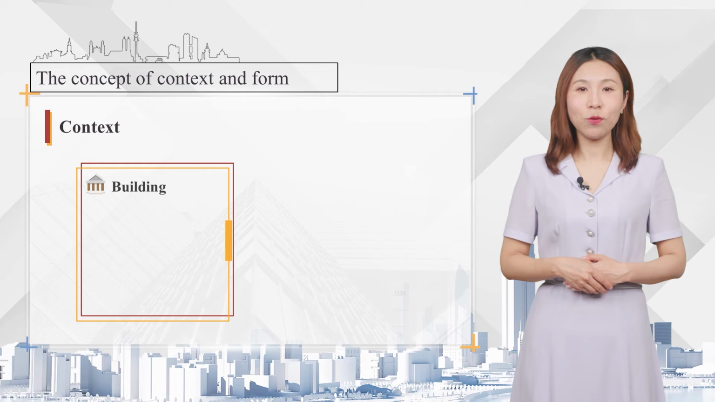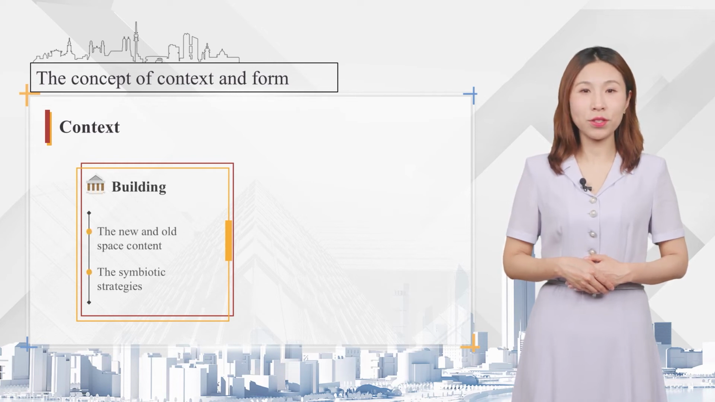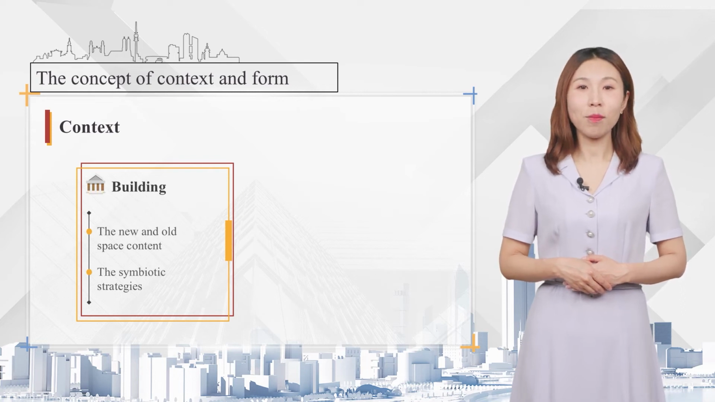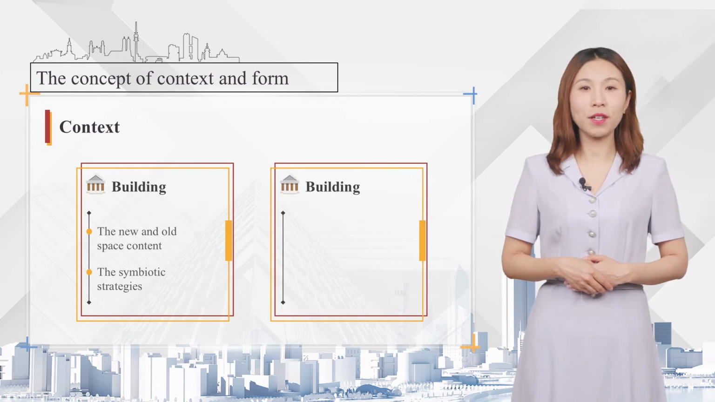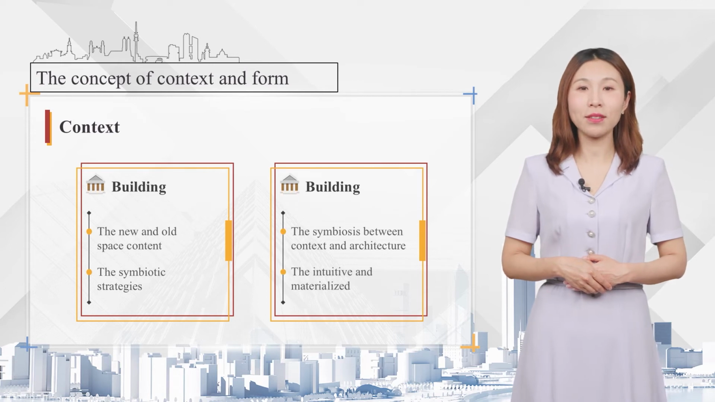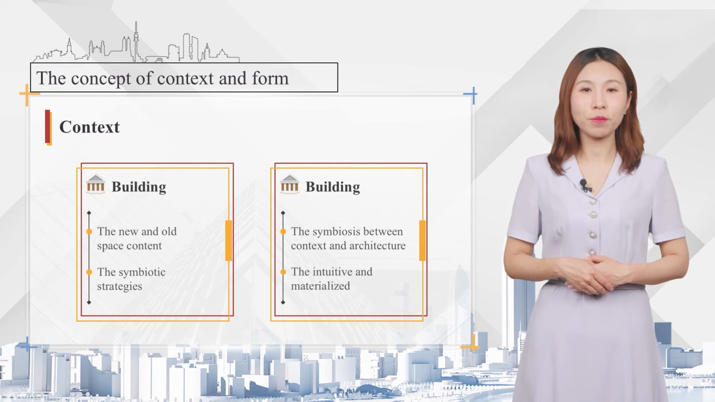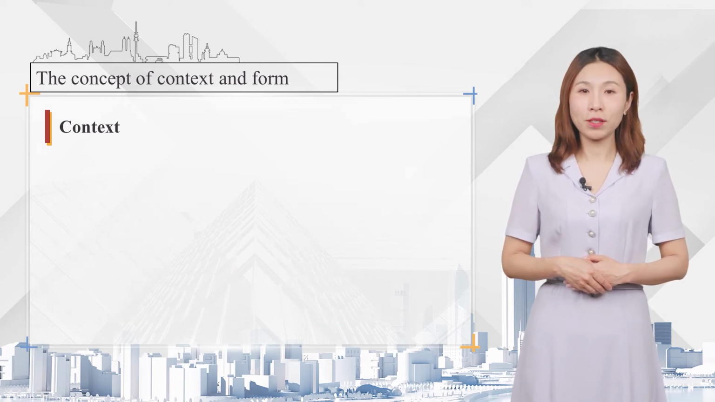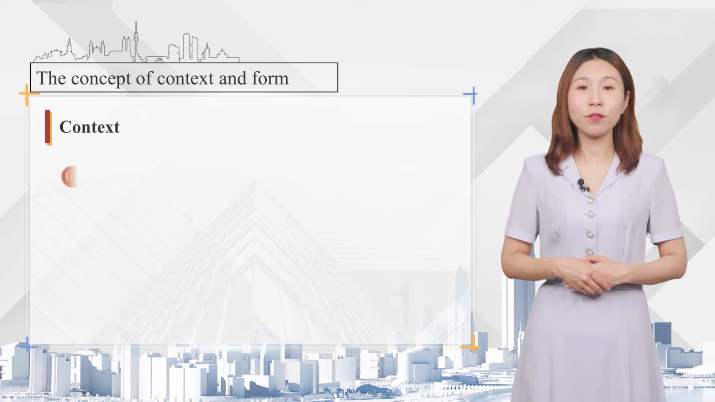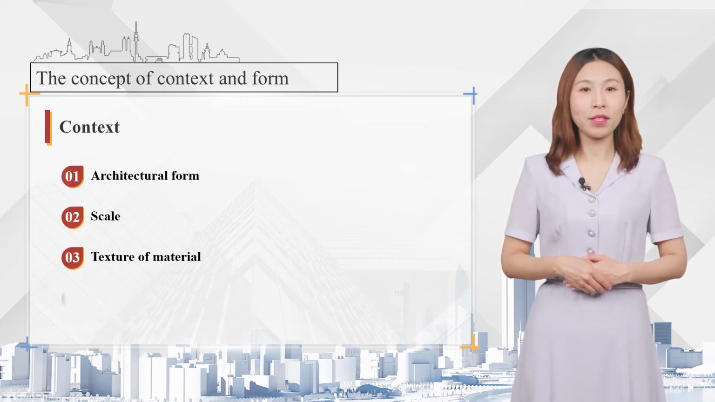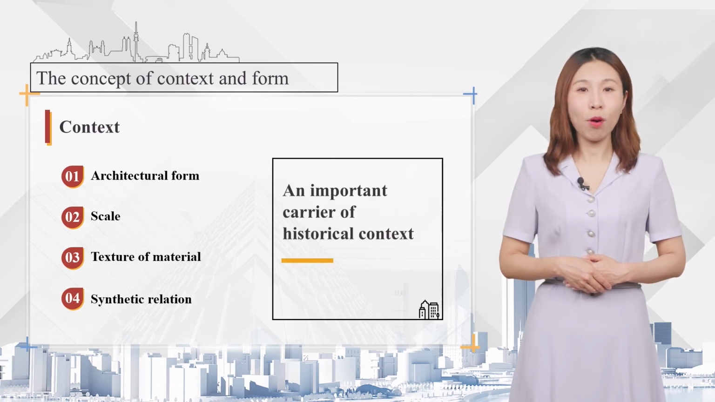In the last lesson, we discussed the symbiotic strategies of the new and old space content. Architecture is a complex of content and form. In this section, the design strategy of the symbiosis between context and architecture mainly focuses on the intuitive and materialized expression of architecture form. Form is composed of external features such as architecture form, scale, material, and combination relation, and is an important carrier of historical context.